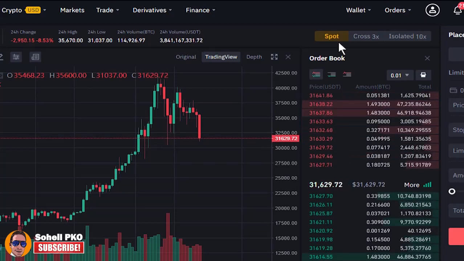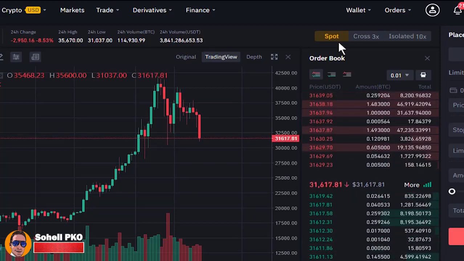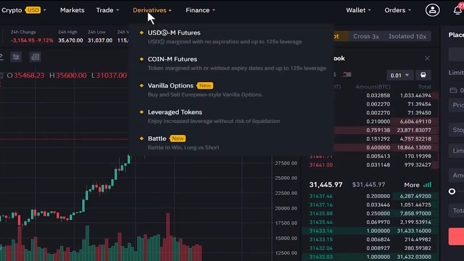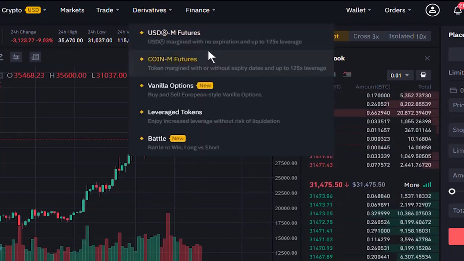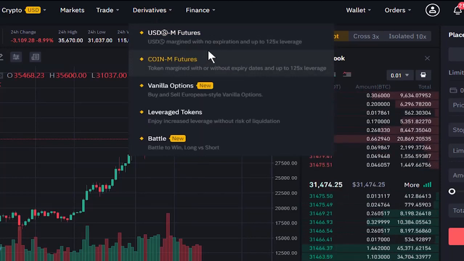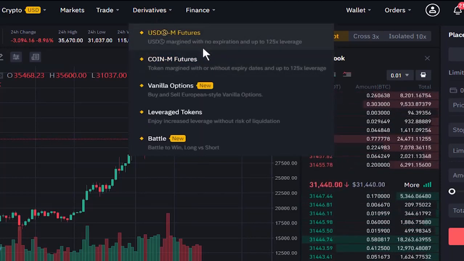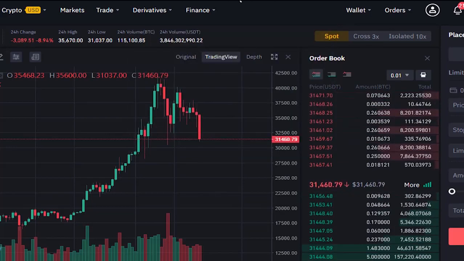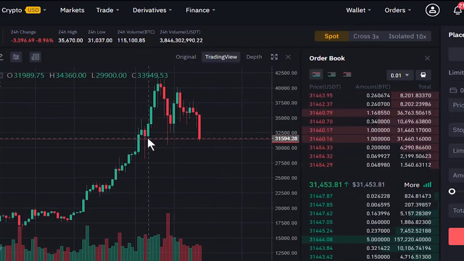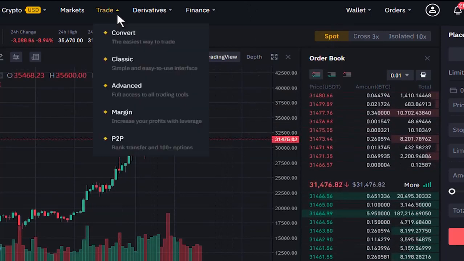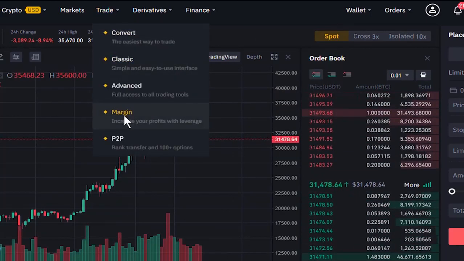But in futures market, you can make profit in both ways, whether the Bitcoin price rises or falls. Here in the menu bar, you can access Binance Futures trading platform, which is not the subject of this video, and in a separate video I'll explain it if you're interested. And another option that is related to trading, whether spot or futures, is margin trading, which at the start of the video I mentioned here in trade menu.